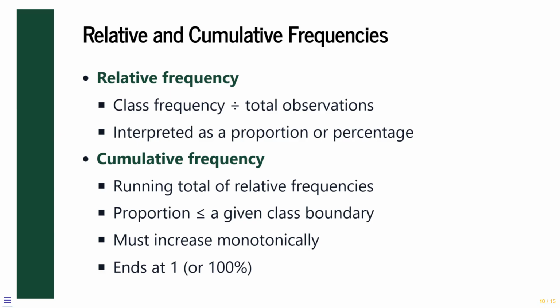Each entry is the sum of the current class's relative frequency and all those below it. Because it represents a running total of proportions, the cumulative frequency increases monotonically and must end at 1 or 100% in the final class, reflecting that all observations have been accounted for.